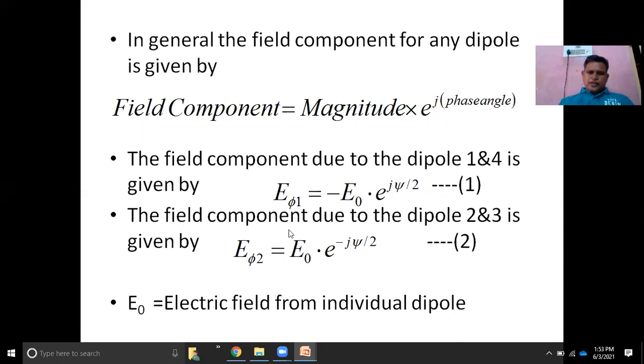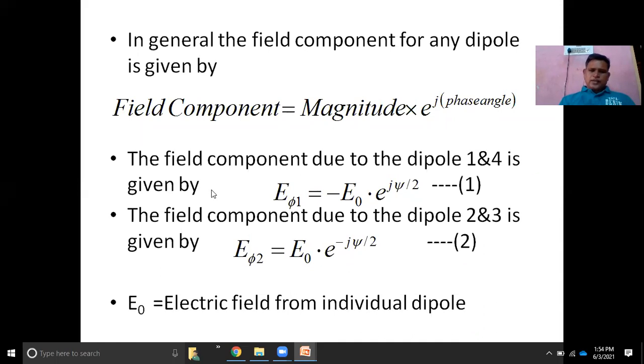Similarly, the field component due to dipole 2-3, which is opposite to 1-4, is E_θ2, equal to E₀ e^(−jψ/2). This is the phase difference between these two dipoles. That's how we represent the electric field components due to the short dipole 1-4 and the other short dipole 2-3. Here E₀ is the magnitude of the electric field component of an individual short dipole. Both are considered simple short dipoles, so E₀ is the same for these two dipoles.